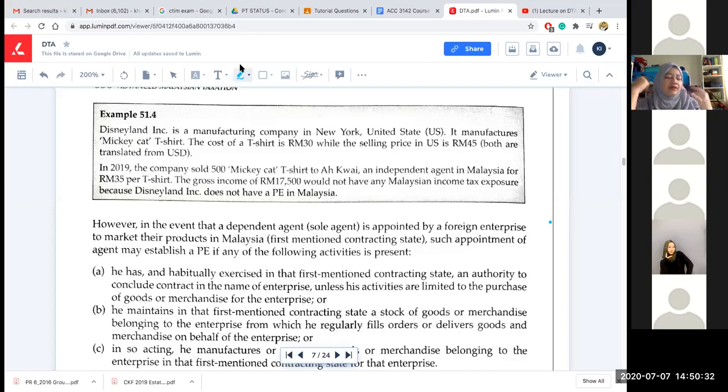Is it a royalty? Is it an interest? Is it a public entertainer? What else? Contract payment? Section 4A. So does it fall into any of those? To Disneyland Inc., what kind of income is this?